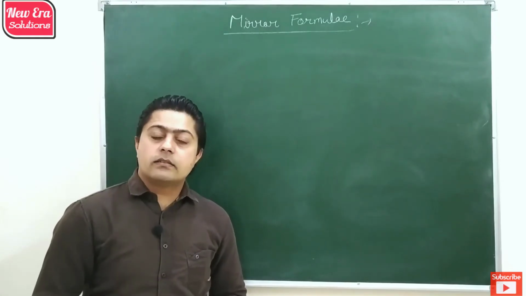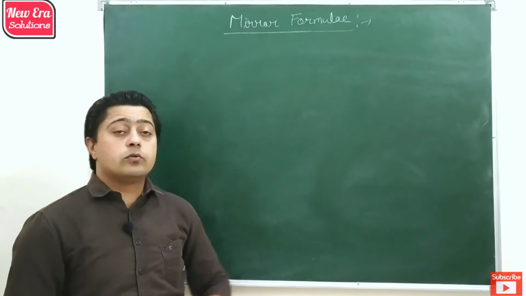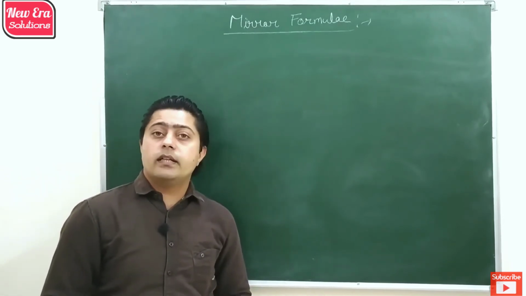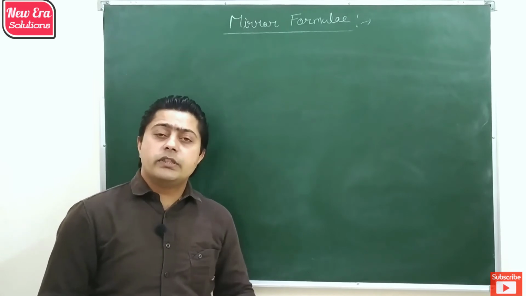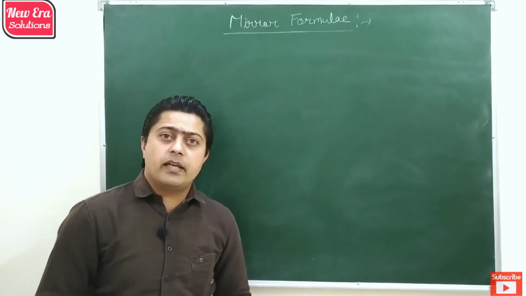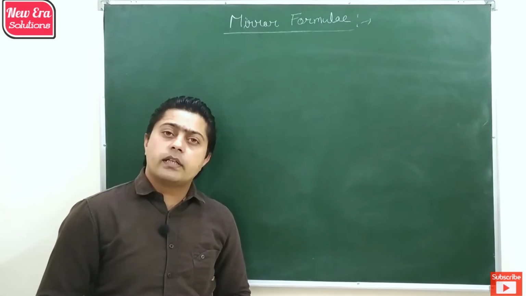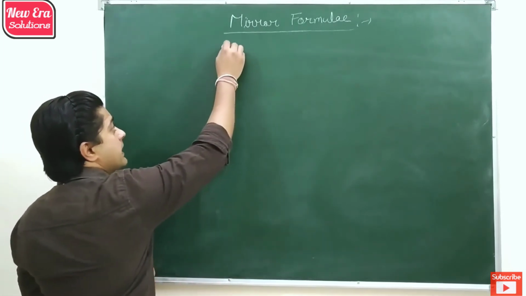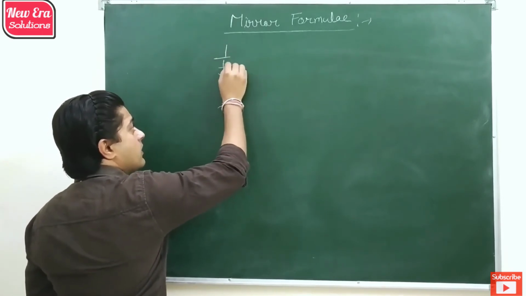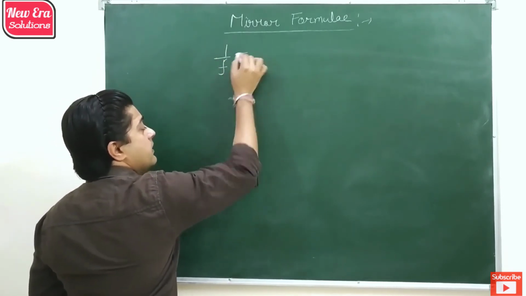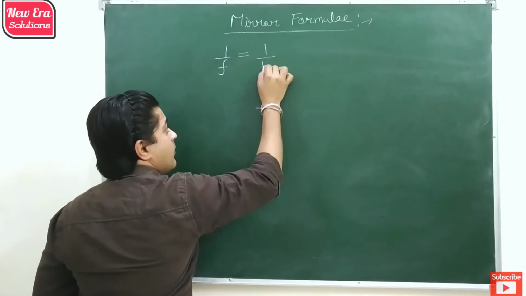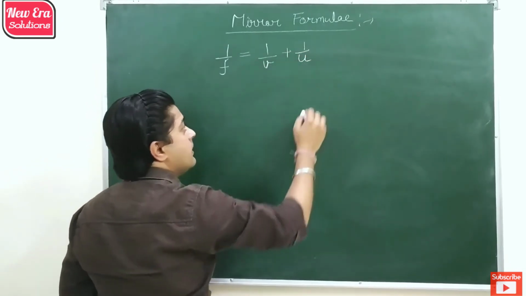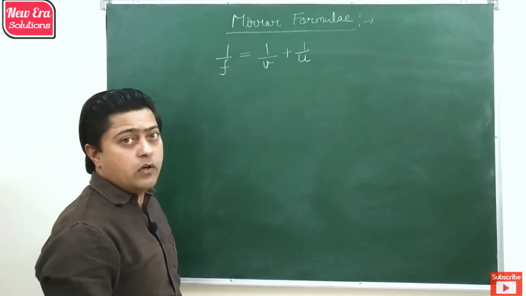Now let's discuss the mirror formula related to spherical mirrors, because it is very important to solve the numericals or to find the position, nature and size of image related to a particular case of spherical mirrors. So the mirror formula states that the reciprocal of focal length of spherical mirror is the sum of reciprocal of distance of image and the reciprocal of distance of object.